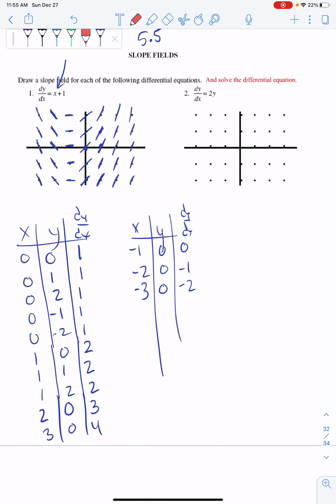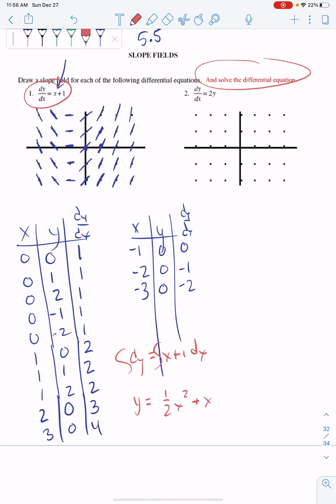Let's go ahead and solve this one because it asked me to solve the differential equation as well. So if I were to solve this really quick, I would say dy equals x plus 1 dx. If I integrate both sides, then I end up with y equals 1/2 x squared plus x plus c. Isn't that a parabola right there? Which is what I expected it to be. So that tells me my original function is a parabola, which matches my slope field, all right?